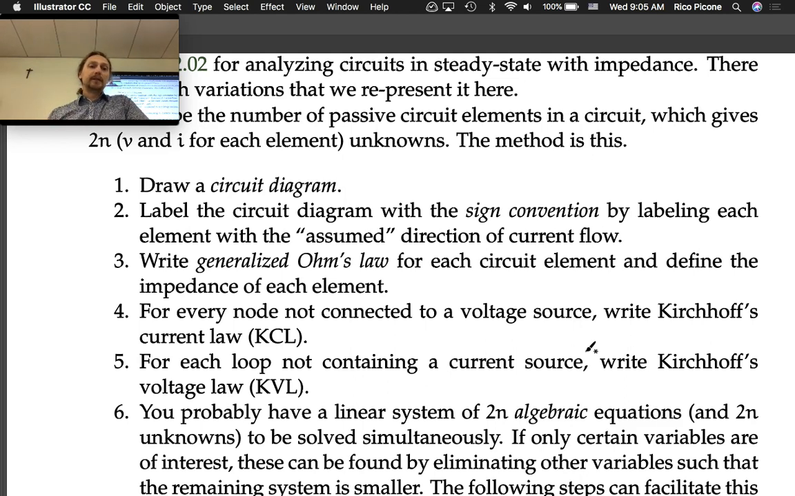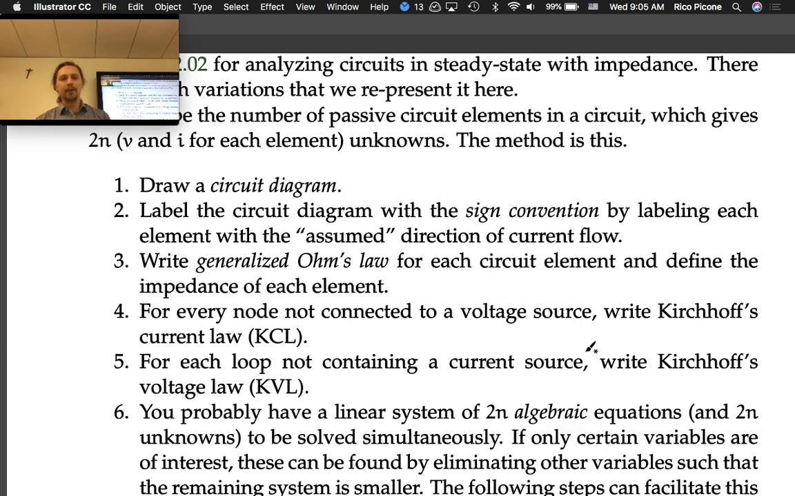Okay, same as before. Third, write generalized Ohm's law for each circuit element and define the impedance of each element. So that's a little bit different. We previously, in step 3, would have written the elemental equation. Instead, we're going to write generalized Ohm's law, which is always V equals IZ, but each element will have its own separate impedance, right? So that one's slightly different, but it's the same idea. It's the elemental equation, but like the impedance form of it, which is always just generalized Ohm's law.